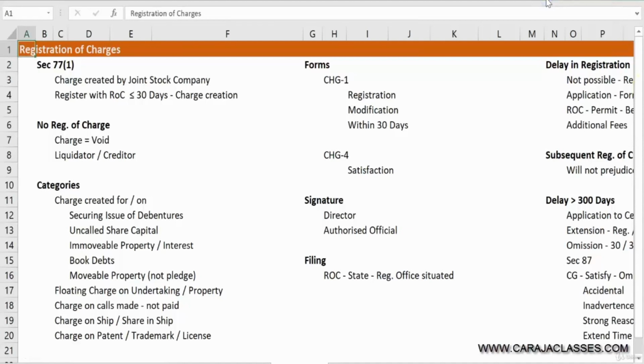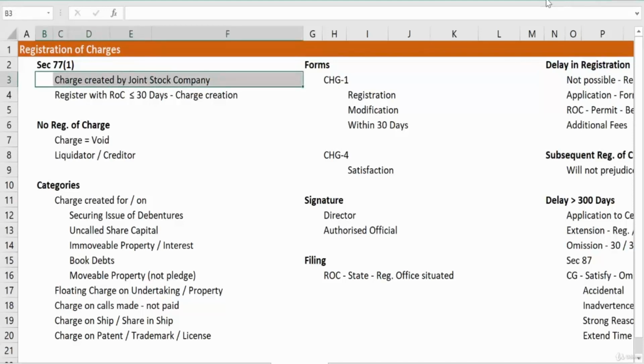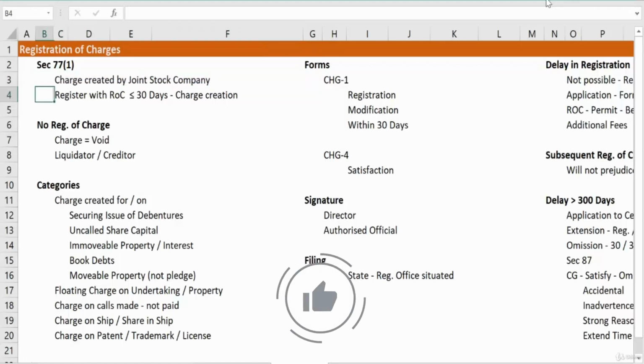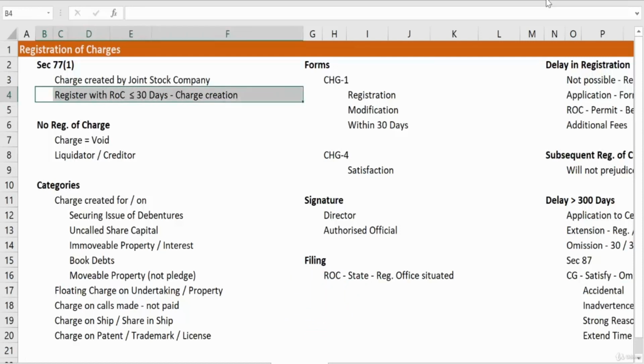Let's talk about registration of charges under Companies Act. Section 77, subsection 1 of the Act says every charge that is created by a joint stock company, which falls under certain categories, which I will list out shortly, should be registered with the Registrar of Companies. This should happen within 30 days of creation of the charge.